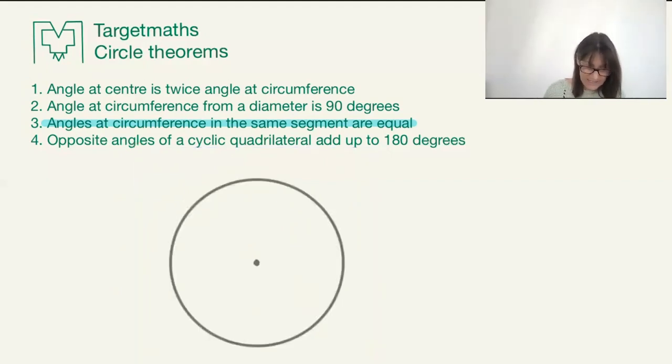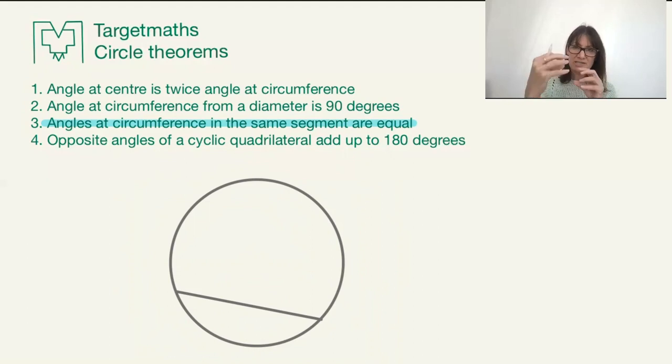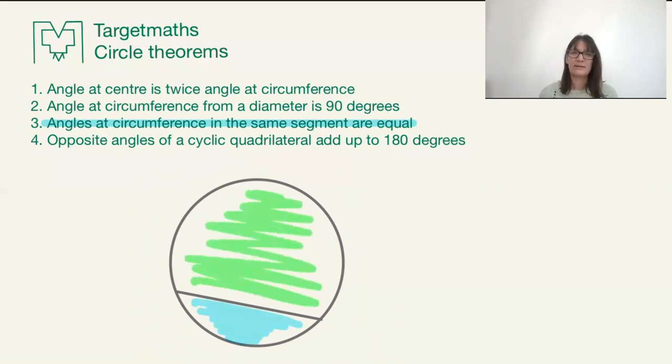Now, for this one, I don't need the center point, so I'm going to get rid of it. And I'm going to put a chord onto my circle. So I'll just shove one in there. There we go. When I split the circle into two sections by putting a chord in, I could do it with a diameter as well, but I want to do it from a chord for this particular theorem. When I split it in two, I'm creating two segments, and that's important for us to understand. So I have a segment this side, and I have another segment this side, okay?